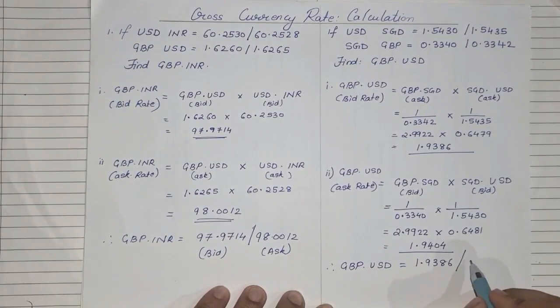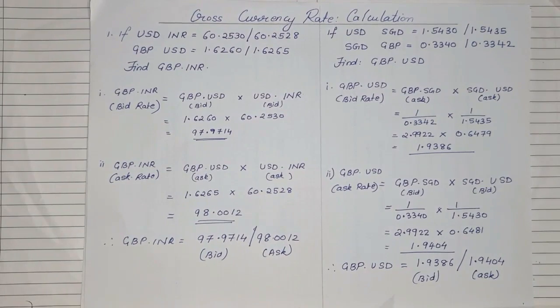Finally, therefore, for GBP to USD, the bid rate was 1.9386 and our ask rate is 1.9404. This is my bid rate and this is my ask rate. Again, very simple, just keep in mind whatever I have said about how to solve when they give you the rate in the opposite direction.